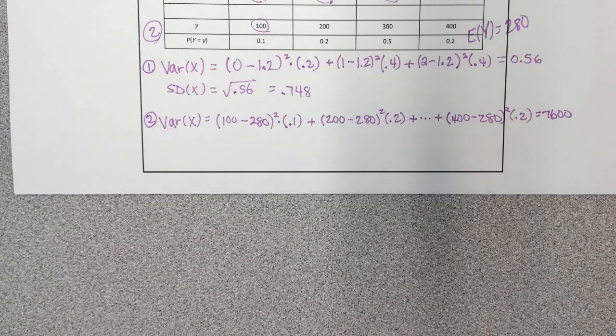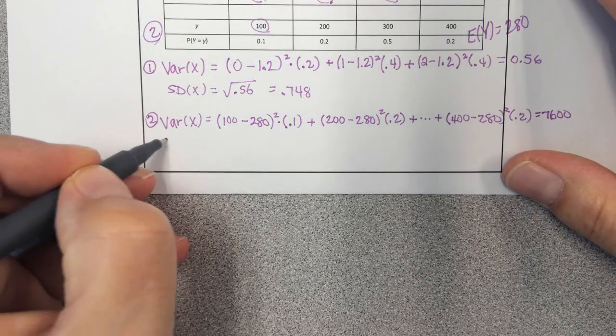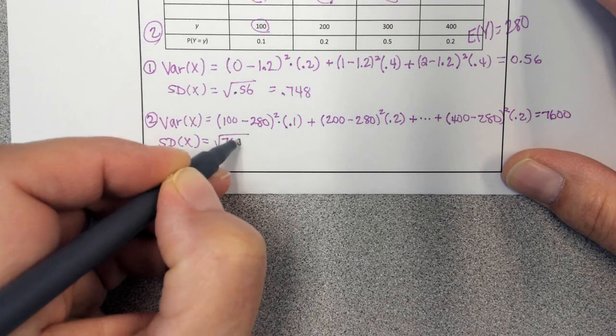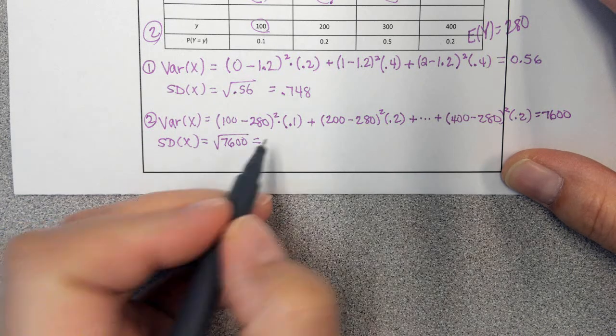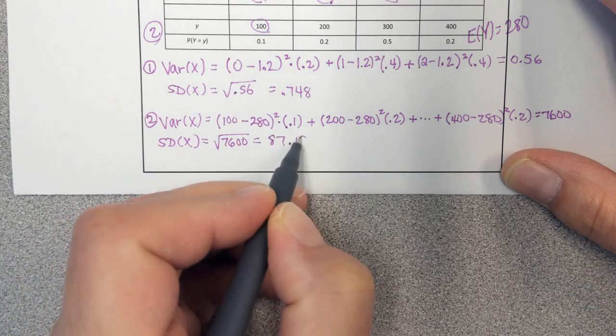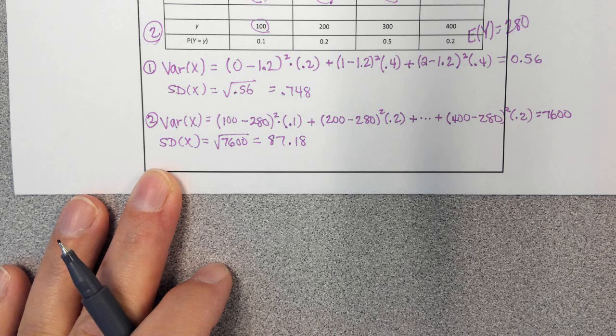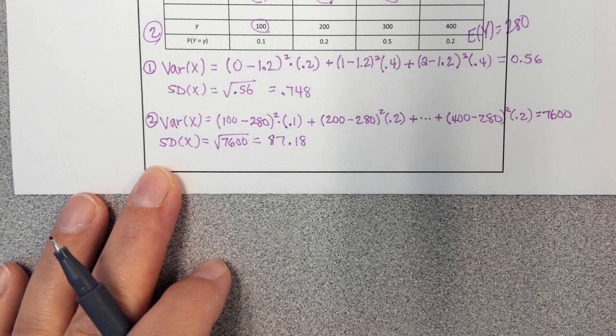Nice, pretty round number. And then we'll finish it by taking the square root. So standard deviation of x is the square root of 7,600, which is approximately 87.18. So that one has a fairly large spread, which makes sense because you're looking at numbers like 100 to 400.